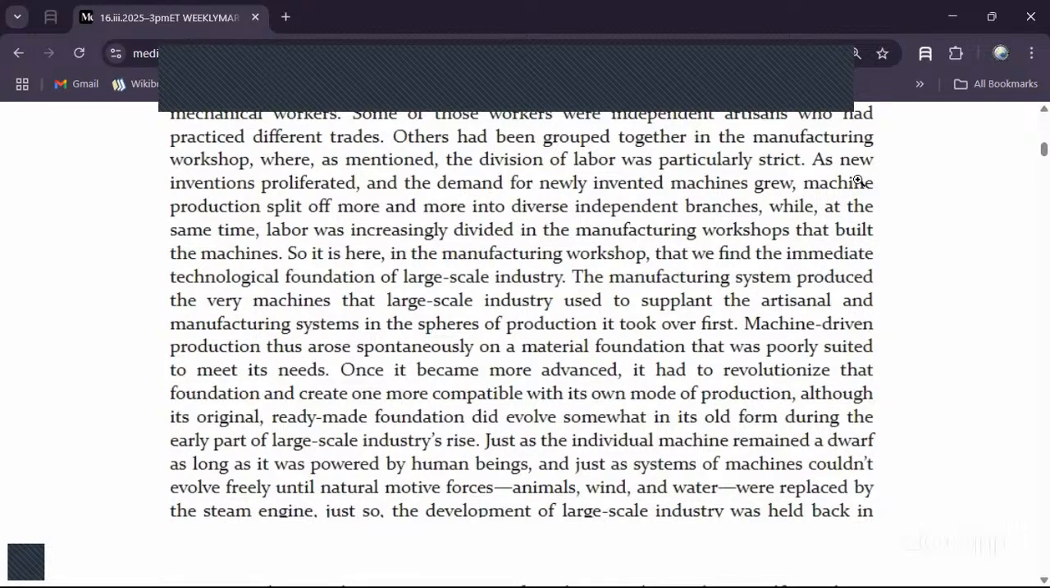Machine-driven production thus arose spontaneously on a material foundation that was poorly suited to meet its needs. Now, once it became more advanced, it had to revolutionize that foundation and create one more compatible with its own mode of production. Although its original ready-made foundation did evolve somewhat in its old form during the early part of large-scale industry's rise.